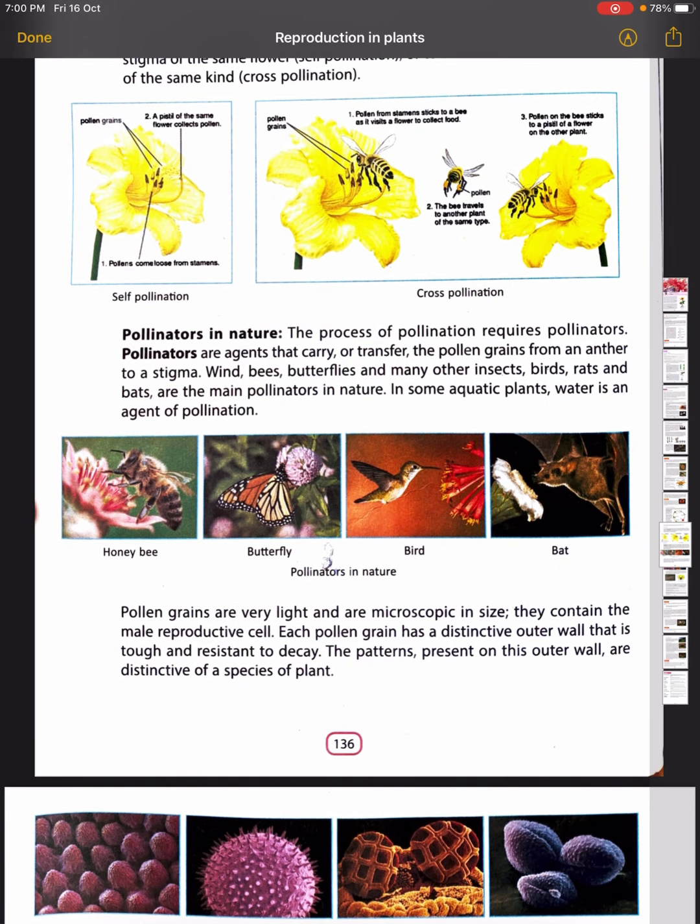Next, pollinators in nature. The process of pollination requires pollinators. Pollinators are agents that carry or transfer the pollen grains from an anther to a stigma. Wind, bees, butterflies, and many other insects, birds, rats, and bats are the main pollinators in nature. In some aquatic plants, water is an agent of pollination.